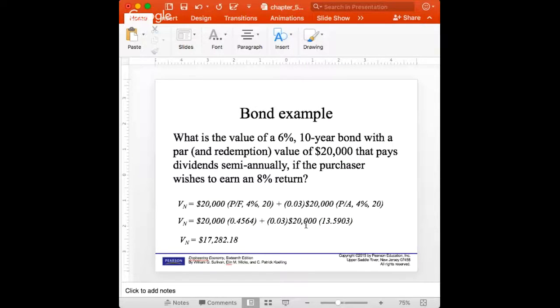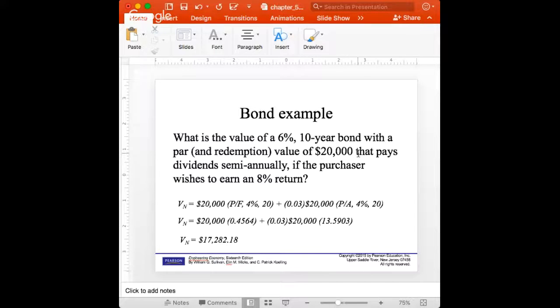Finally, let's look at a very brief bond example. What is the value of a 6% 10-year bond? 6%, that's the bond rate, or the coupon rate. 10-year bond with a par and redemption value of $20,000. Let's pause again here. Par value is the same as face value. Again, I'm sorry for the elegant variation, more than one word meaning the same thing. But the face value of the bond and the par value of a bond are the same.